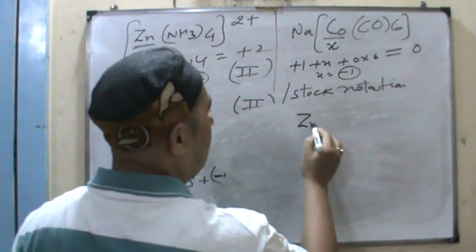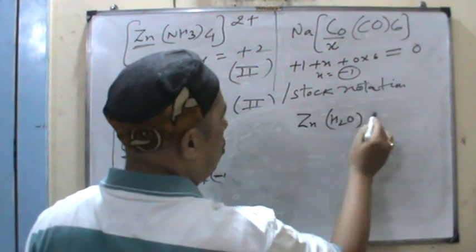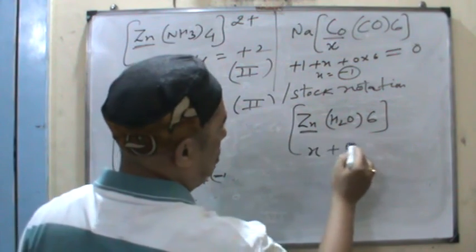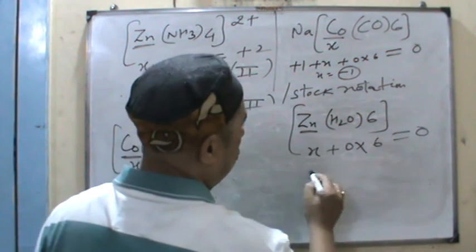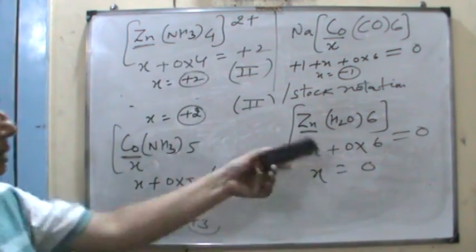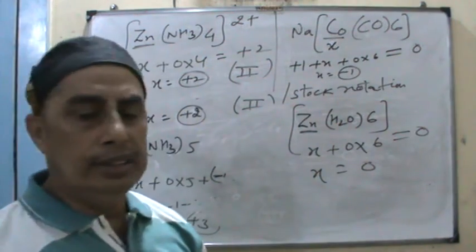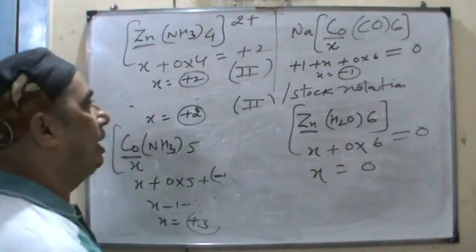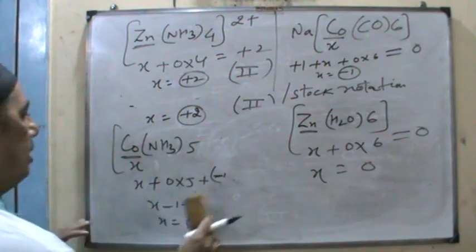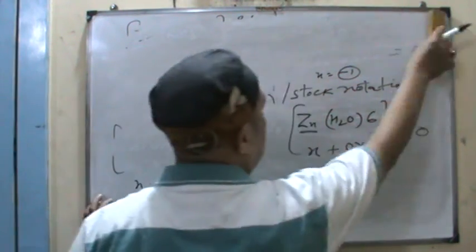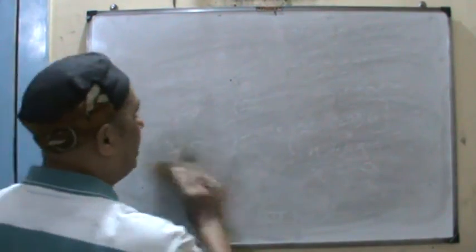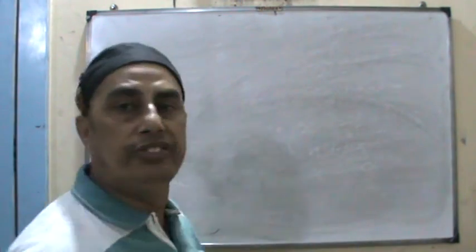For example, [Zn(H2O)6]. Let it be X +0 into 6 equal to 0. So X equal to what? 0. So the oxidation state can be 0, negative or positive, but here you will get a very rare chance to get a negative oxidation state. But you apply the Stock notation and then you put the right answer. It will help you in writing the IUPAC system of nomenclature.